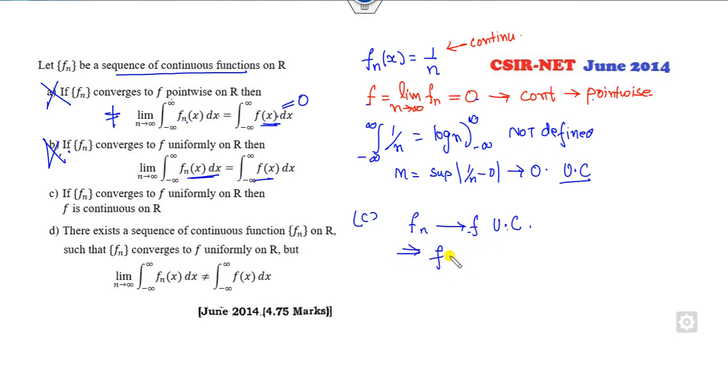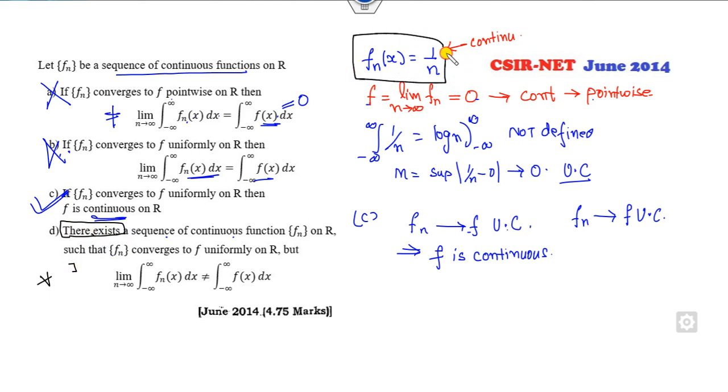If Fn converges to f uniformly, it means f is continuous. Fine. So if f is continuous, that is the correct option. There exists a sequence of continuous functions such that Fn converges to f uniformly, but this does not exist. They did not say for all, they said there exists. So there exists. I can simply take this sequence. This is a sequence of continuous functions such that the limits are not equal. That's a correct option. So C and D are my correct answers.